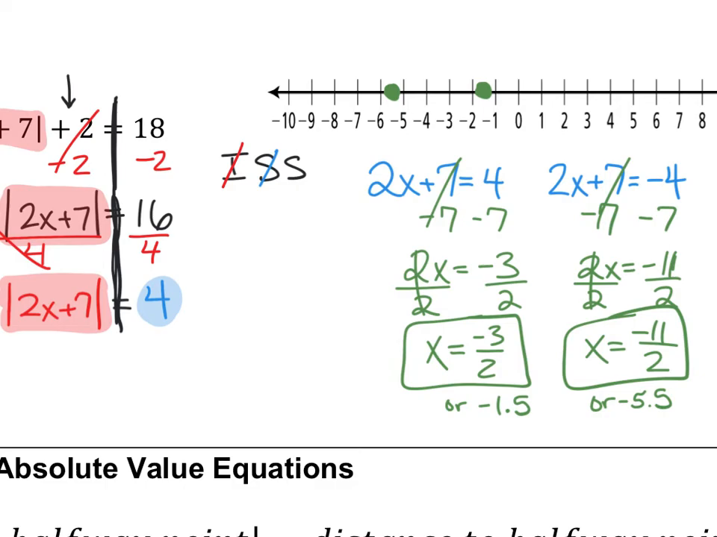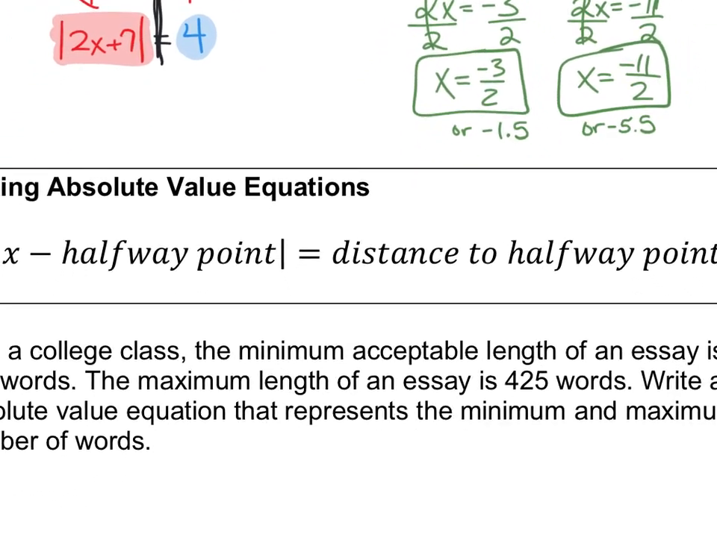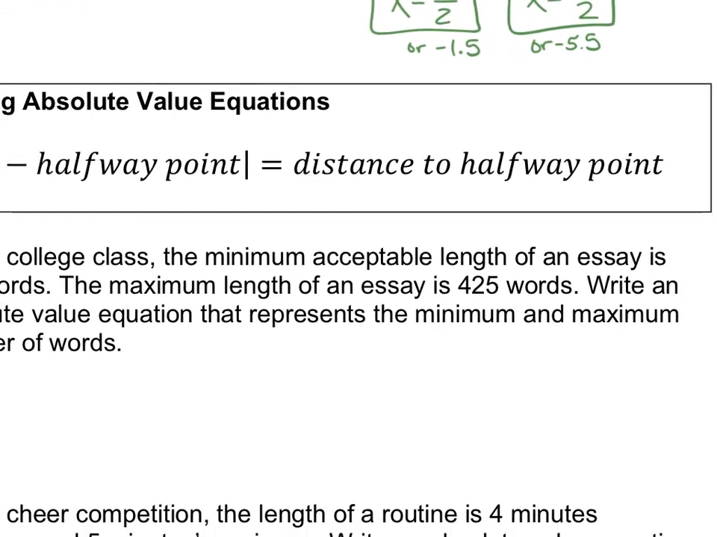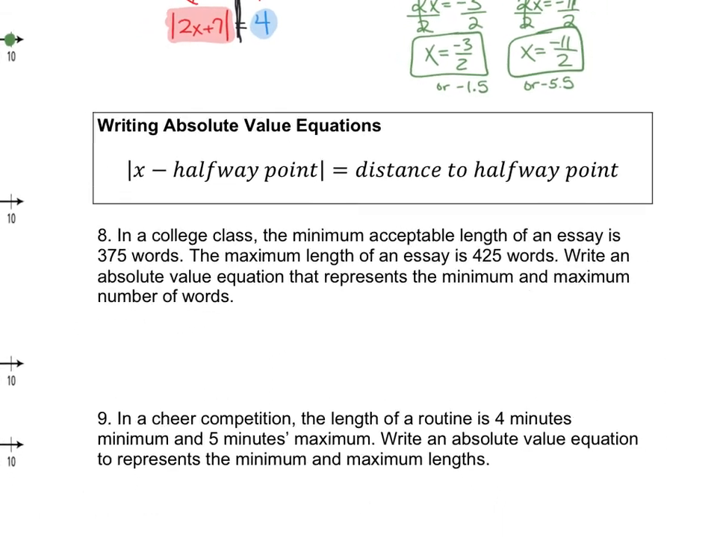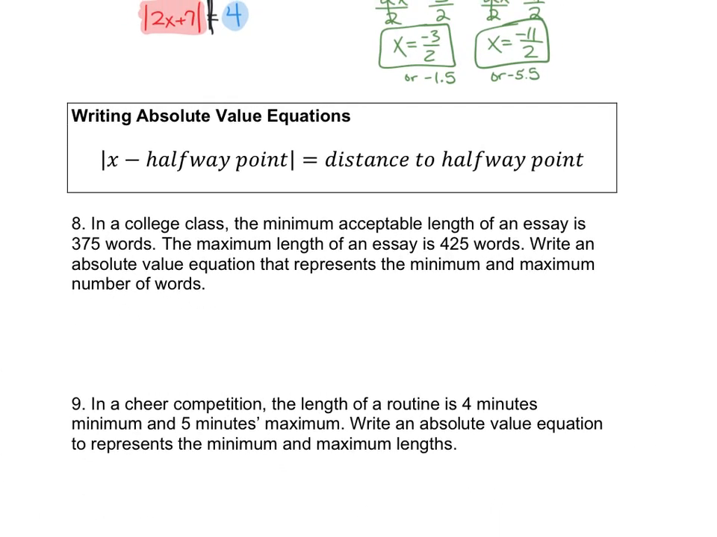The third thing we're doing is writing absolute value equations. So what this is going to be, it's either going to be a word problem that you have to read or a number line, and we're going to be writing the equation backwards from the solutions. But it's really easy. Here's how we do it. We write an absolute value equation by filling in this formula.